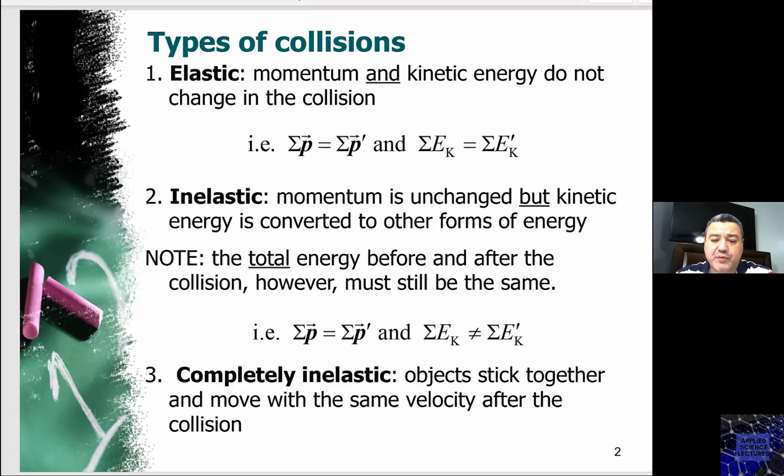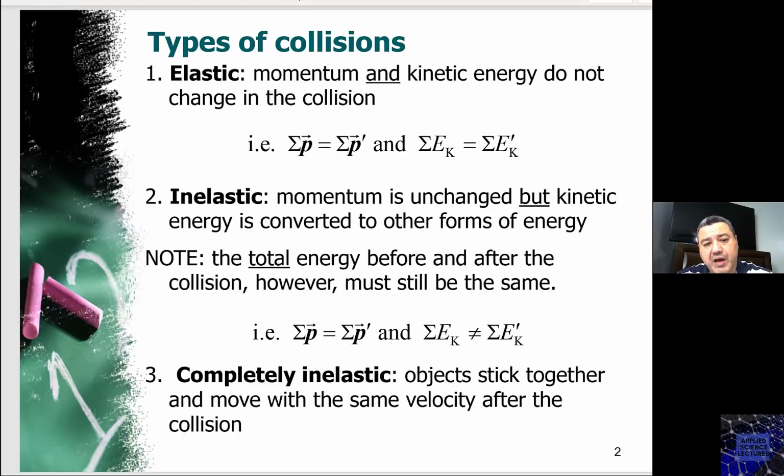The second type of collision is called inelastic collision. In this collision, the momentum is conserved, which means momentum before the collision equals the momentum after the collision. However, the kinetic energy will not be conserved. Why? Because some of the kinetic energy will be transformed into other types of energy, and this is why we call it inelastic.